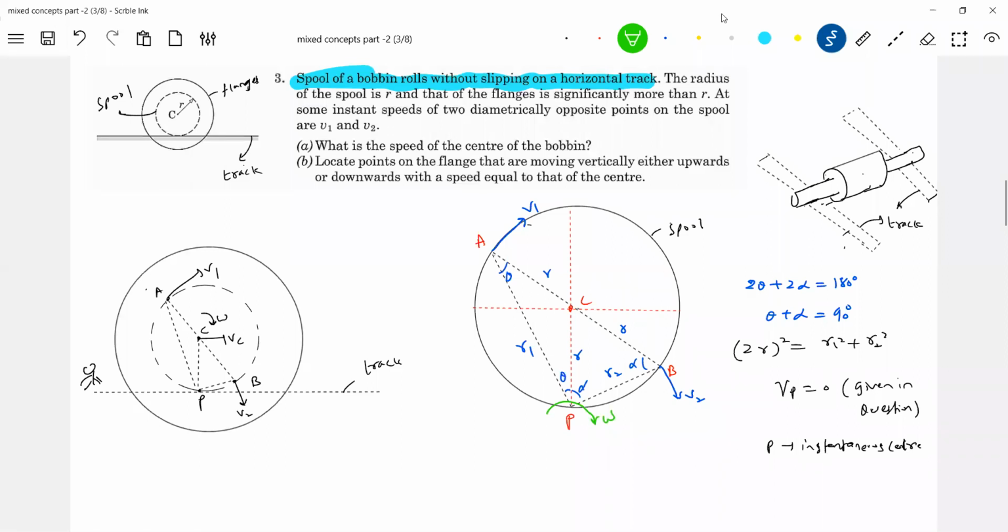We have discussed enough problems. I'm taking help of that condition. So V1 equals R1 omega. Let me write here only. All this is related to this theta. So what we don't know now? Finally, we can write V1 by R1 equals V2 by R2.